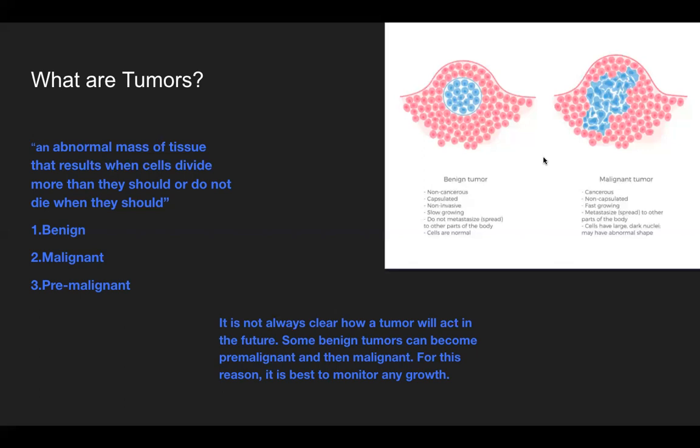So benign is non-cancerous, encapsulated, non-invasive, slow-growing, does not metastasize or spread to other parts of the body, and the cells are normal. Now, malignant tumors are cancerous, non-encapsulated, fast-growing, metastasized, spread to other parts of the body, and cells have large dark nuclei which may have an abnormal shape.